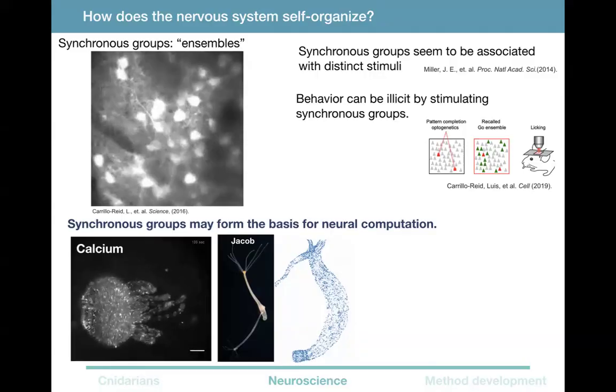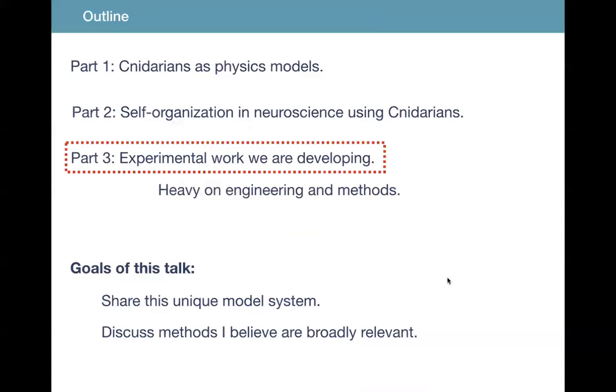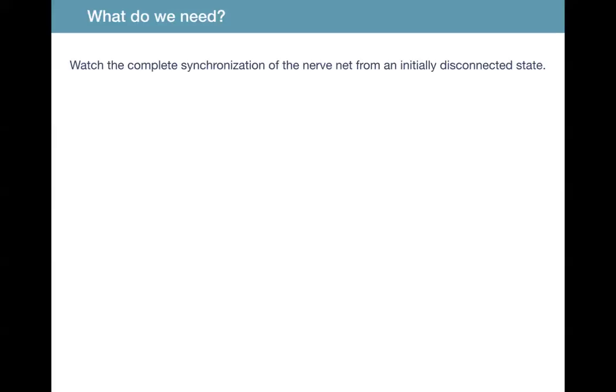Okay, awesome. So from here, I'm going to talk a little bit about some of the experimental work we're working on toward this goal of imaging all of our neurons and testing these physical models. So what do we need for something like this to work? Again, the goal is to watch synchronization of the whole nerve net from an initially disconnected state, and we're going to do that by imaging every neuron in a redeveloping aggregate.